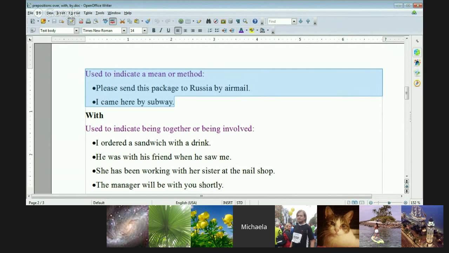Used to indicate a means or method. Please send this package to Russia by airmail. I came here by subway. Awesome. Questions on that?